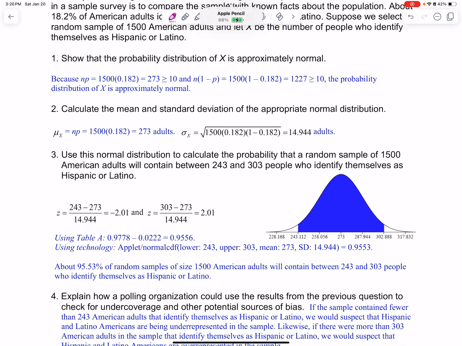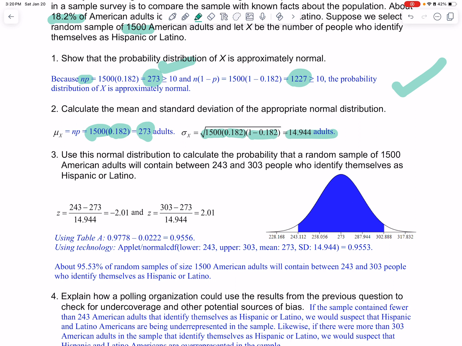On the check for understanding here, the application, showing that it's approximately normal, again you're just doing np. So I have 1,500 as my n and 18.2% as my p. And so I get 273, and that's bigger than 10. And then n(1-p) is 1227, and that's bigger than 10. So clearly we're okay. If I ask you to calculate the mean and the standard deviation, you would just do np to get 273. That's what we got up here. And the standard deviation is the square root of np(1-p) to get almost 15 adults.